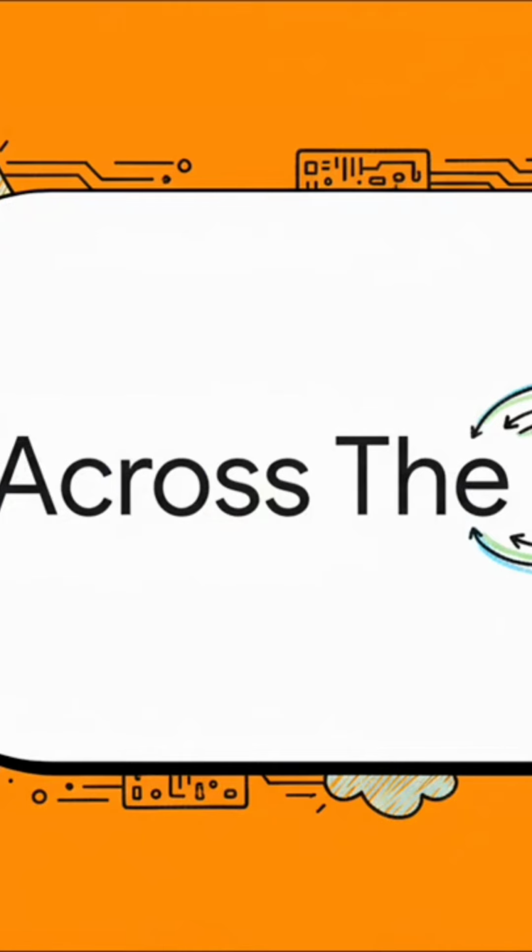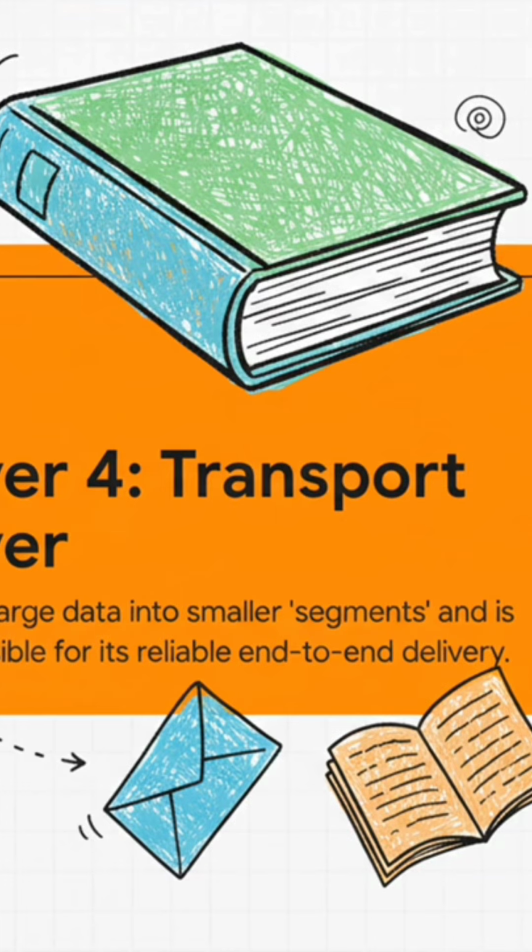Okay, our digital letter is packaged, sealed, and ready to go. Now it's time to actually send it out into the world. This is where your data leaves the comfort of your device and starts navigating the huge, complicated web of the internet. First stop is the transport layer.